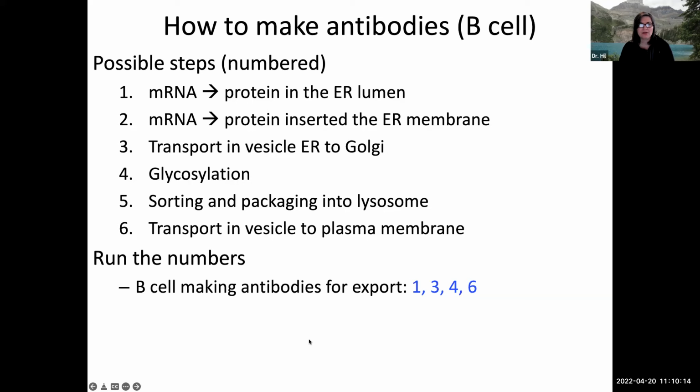Okay, so yes, first we have to take the mRNA the nucleus generated and translate it into protein, but that protein has to end up inside the interior of the ER. So that when it's packaged into a vesicle and goes to the Golgi, it ends up in the interior of the Golgi, where it is glycosylated because it's going outside the cell. And finally, it's repackaged into another vesicle and sent to the plasma membrane because it's inside the vesicle. When it reaches the plasma membrane, it gets dumped outside.